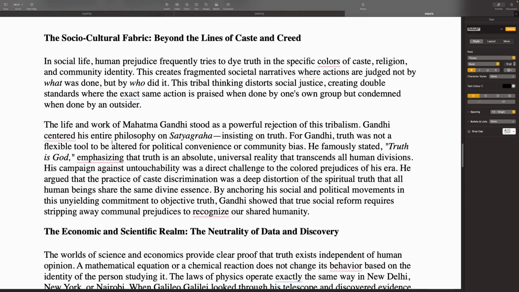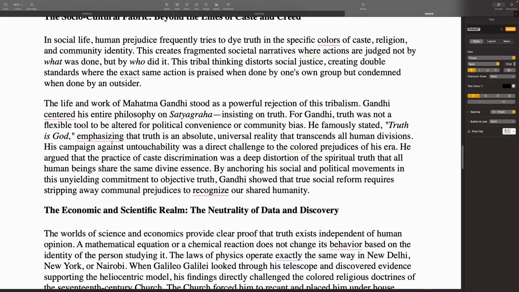The socio-cultural fabric: beyond the lines of caste and creed. In social life, human prejudice frequently tries to dye truth in the specific colors of caste, religion, and community identity. This creates fragmented societal narratives where actions are judged not by what was done but by who did it. This tribal thinking distorts social justice, creating double standards where the exact same action is praised when done by one's own group but condemned when done by an outsider.